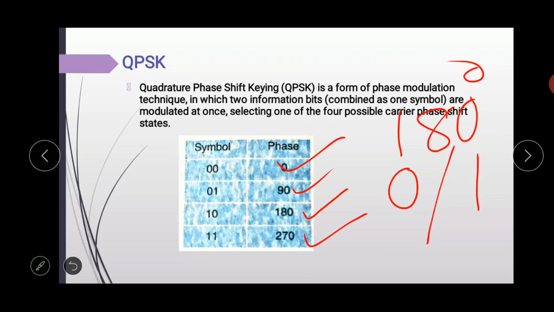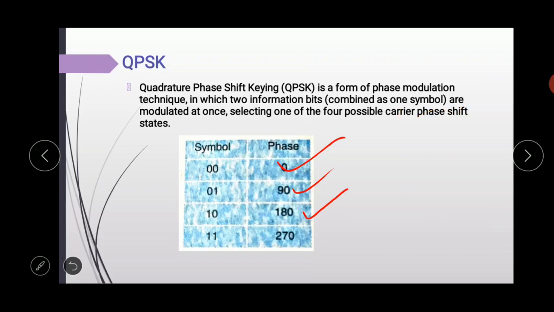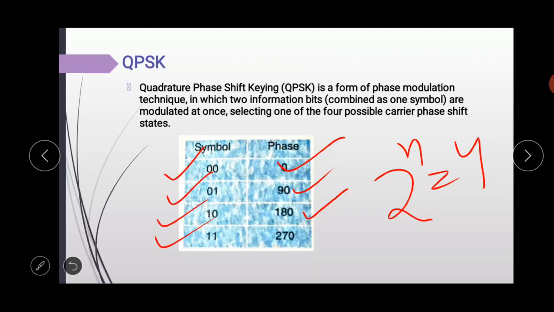However, in QPSK, two successive bits are combined, means two bits are grouped. This combination of two bits forms four distinct symbols. As we know, if n bits are given, then 2 to the power n combinations exist, that is four combinations: 00, 01, 10, 11.